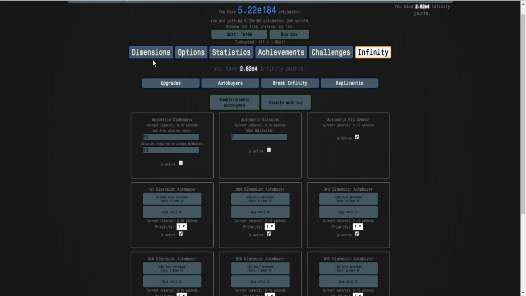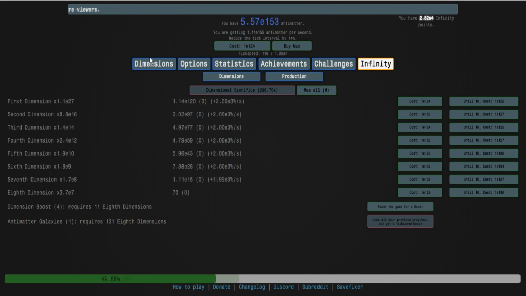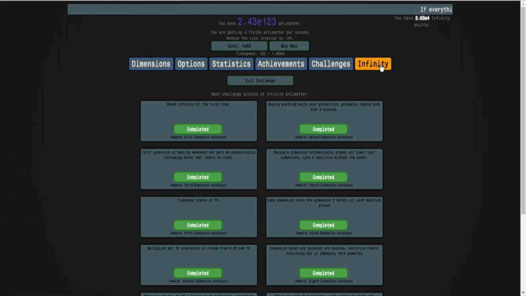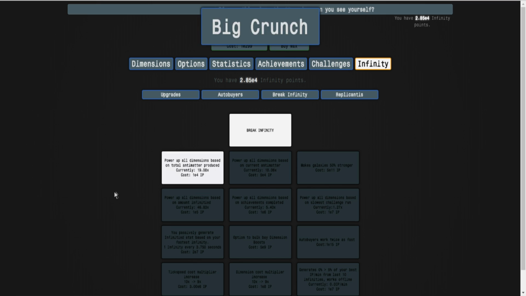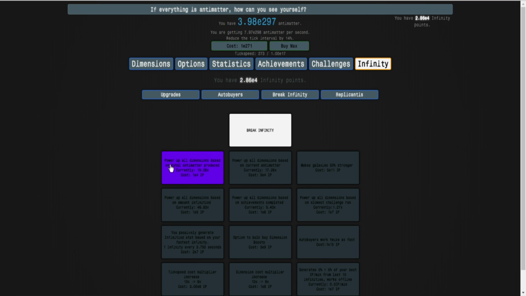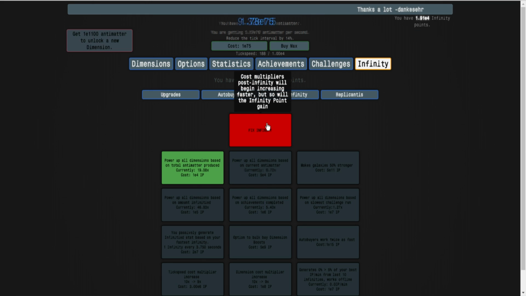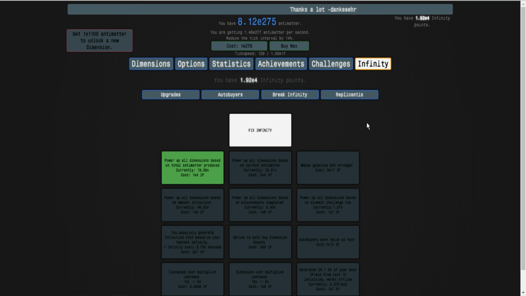But, okay, so is it doing anything different? I don't think so. I'm a little confused because I was not really explained what I'm doing in here. Power up dimensions based on the total antimatter produced. Currently. So now we're getting. Oh, wow, that's much faster. That looks like it sped it up a lot. I'm breaking infinity.